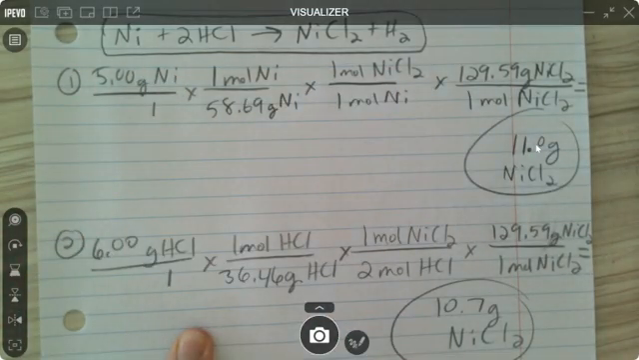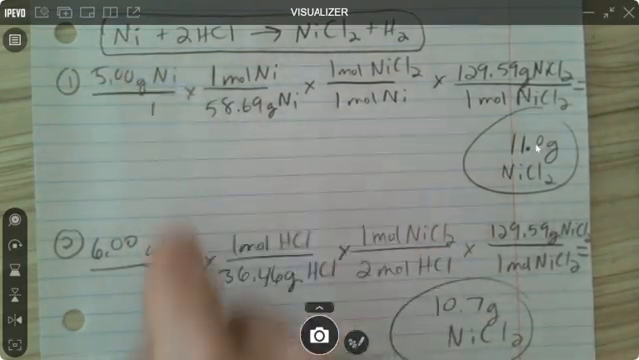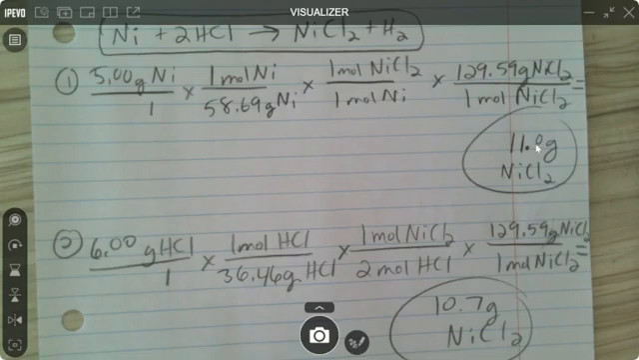So I want you to talk to your neighbor and see if you can figure out which of these is the limiting reactant and write a little LR next to it. That's the one we're going to use. Think about what limiting reactant means. The more you think now, the more this objective will make sense. So think about what does limiting reactant mean?